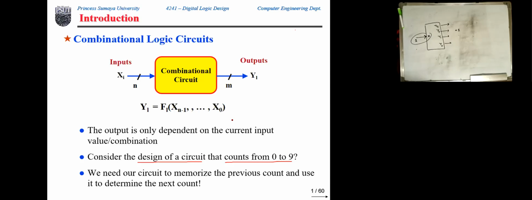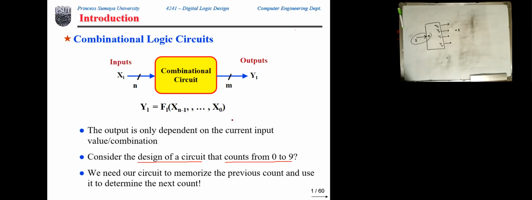And when X becomes 1 again, I need to increment Y. What is the current Y? Currently Y is 4, so I increment it, it becomes 5, and so on. So there is a very important thing here. Combinational logic circuits cannot work in this example, because we need to memorize, we need to remember the current count in order to determine the new count when X becomes 1.